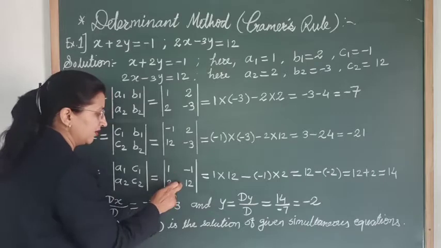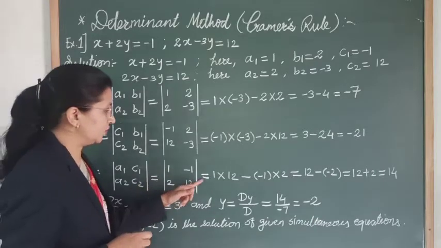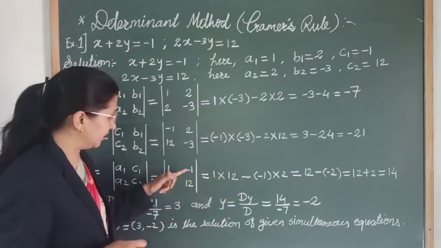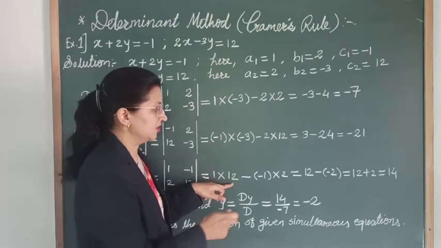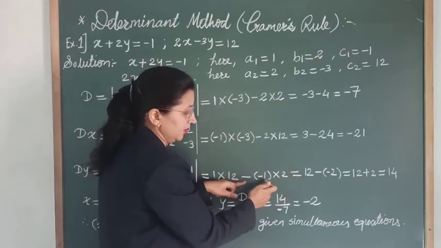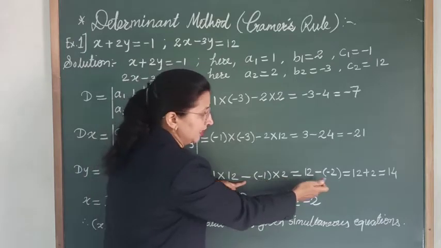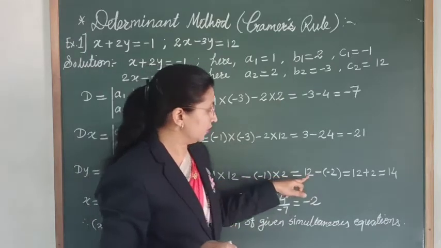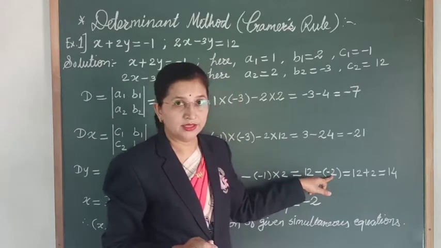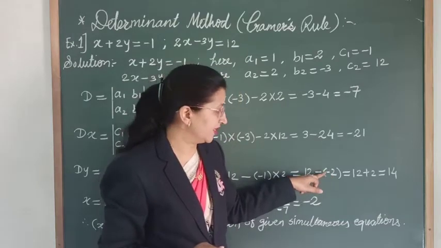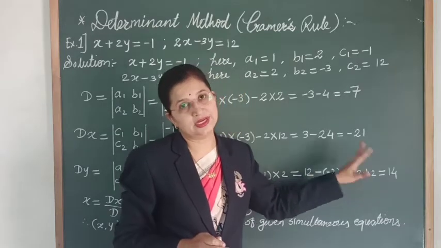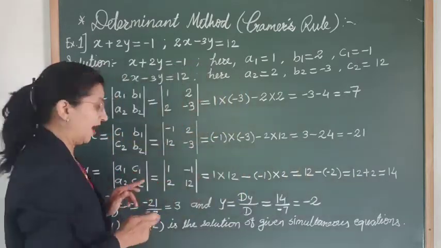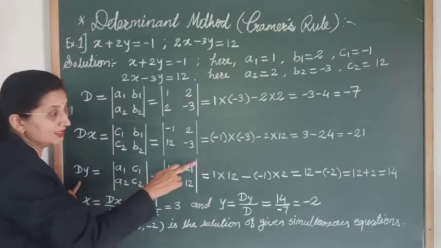Here also let's find out its value. That is 1 into 12 minus negative 1 into 2. 12 ones are 12, minus negative 1 into 2, that is negative 2. So 12 minus, and with the negative sign outside the bracket, the sign inside will change. This negative will become positive: 12 plus 2, that is 14. So in this way we got the value of determinant dy as 14.